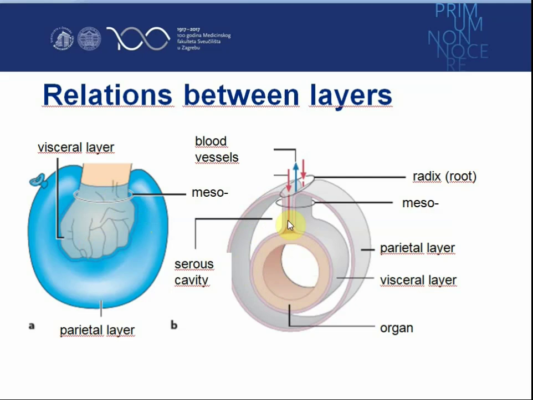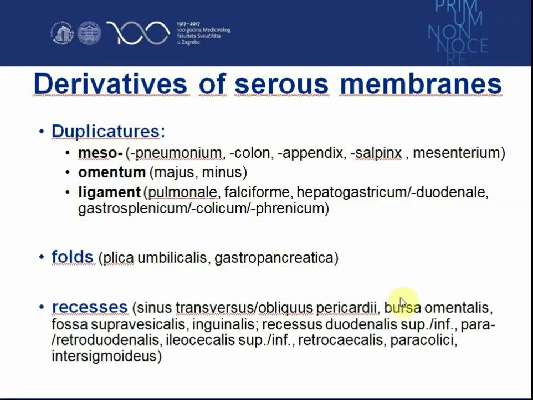In the area of transition to the organs, they adhere to each other and thus form a duplicature, which is called the meso. And this meso is named depending on the organ it wraps. For example, mesogastrium, mesentery, mesopneumonium. These mesos are important because they bring blood vessels and nerves to the organ.